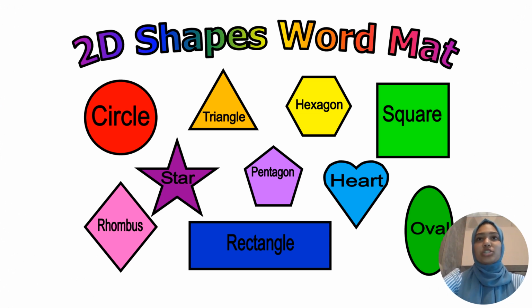Some of your 2D shapes can be classified as your circle, your triangle, your rectangle, your square, your hexagon, your heart, your pentagon, your star, oval, and your rhombus. These are all 2D shapes. These shapes consist of a length and a width. They don't consist of a breadth because they have no volume.